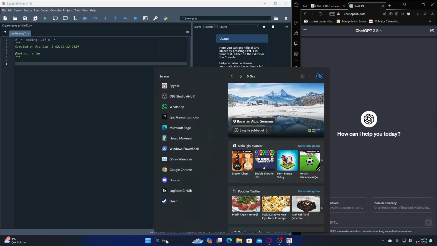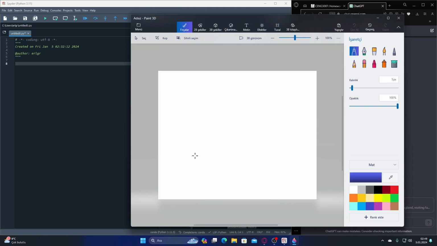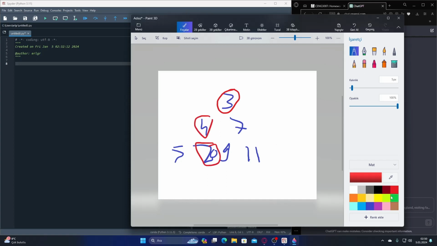Basically, the algorithm works like this. Let's think of a tree with the numbers 4, 7, 9, 11, 20, and 5 in the leaves, and let's try to find the maximum sum of the numbers. Actually, the best path must be 3, then 4, then 20.